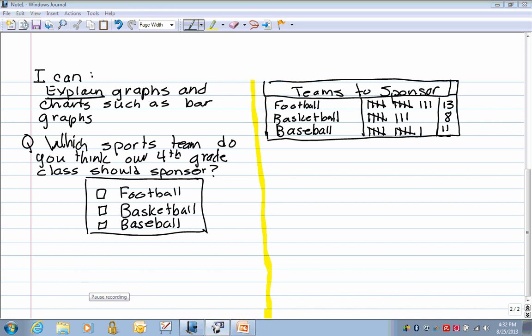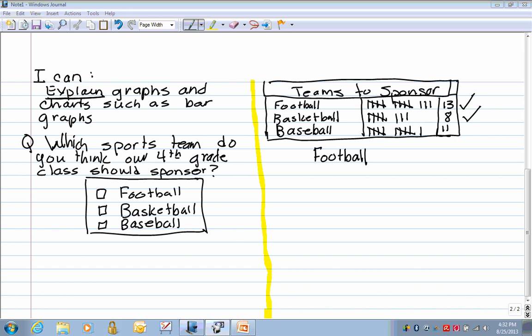Now, looking at our tally chart, we counted that football would be the sport that our class would sponsor. And we know that because the greatest number of students chose football. If I asked you what was the least sport that students chose, you would then choose basketball because 8 students chose basketball.